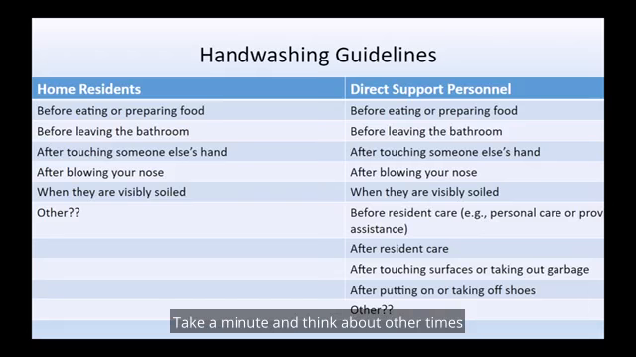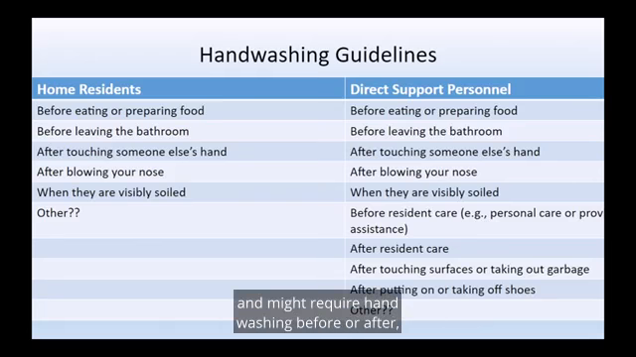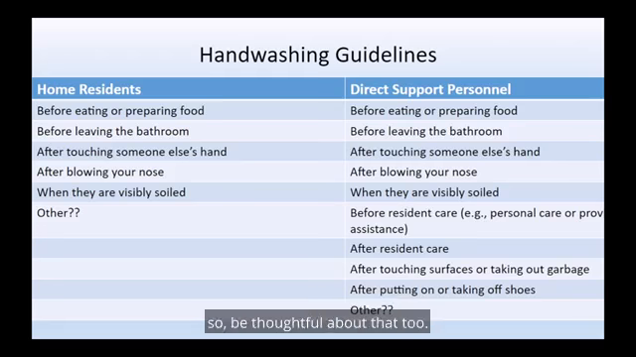Take a minute and think about other times where it might be important to wash hands in your setting. You might have activities that you do that might be different, but it might be your responsibility each time you're in the house and might require hand washing before or after. So be thoughtful about that too.